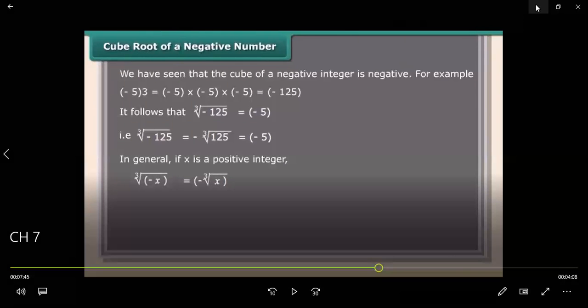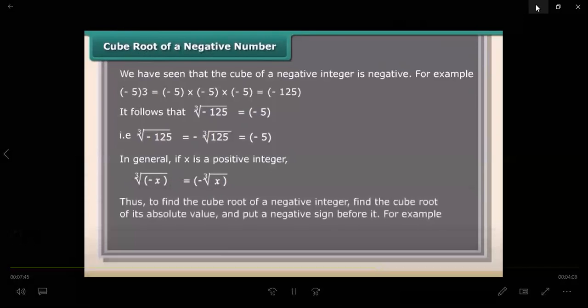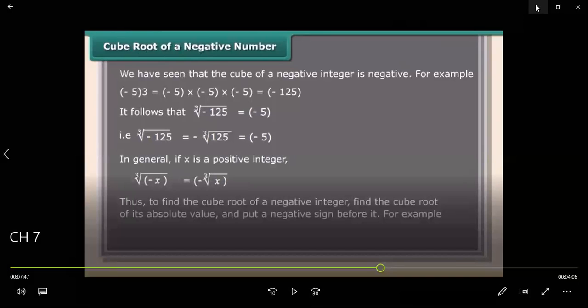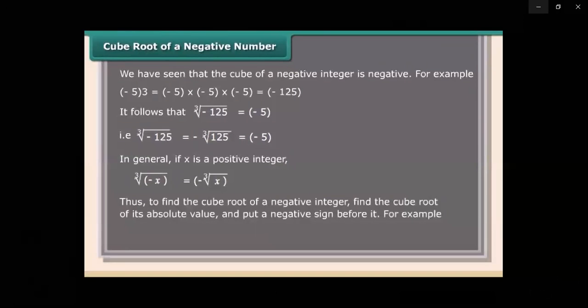This minus sign, you always have to take it out before finding the cube root of that number. After taking that minus sign out, whatever you get after finding the cube root, just multiply that with minus 1. That will be your final answer, the cube root of that number. So to find the cube root of a negative number, find the cube root of its absolute value. Absolute value means without the negative sign. So you keep the negative sign out of the root, find the cube root of its absolute value, then put a negative sign before it. The examples we have seen in the above cases.